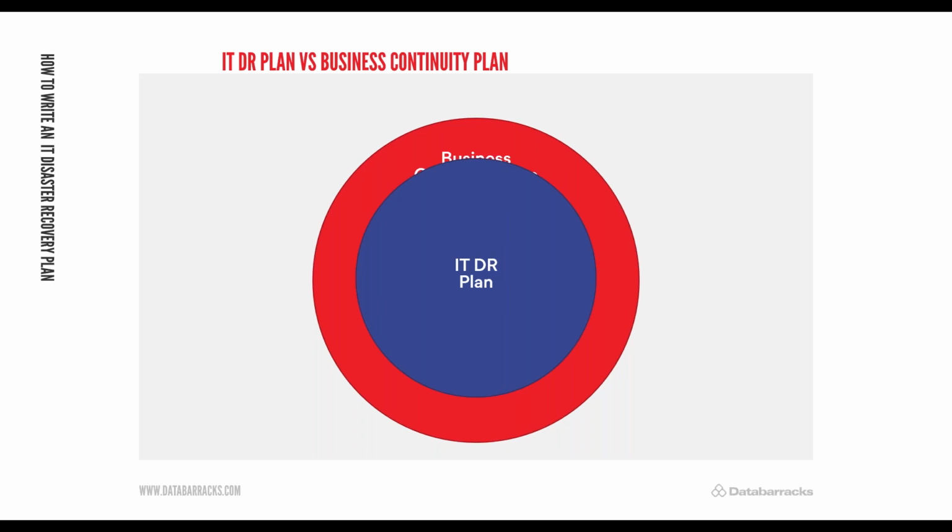ITDR is clearly about bringing your systems back online following a technology disaster. Business continuity is everything else. It's about your people, your premises, your suppliers, and more. You can have, of course, BC issues that don't touch your IT, like your office being out of action because of a terrorist threat in London, or the pandemic is another good example.